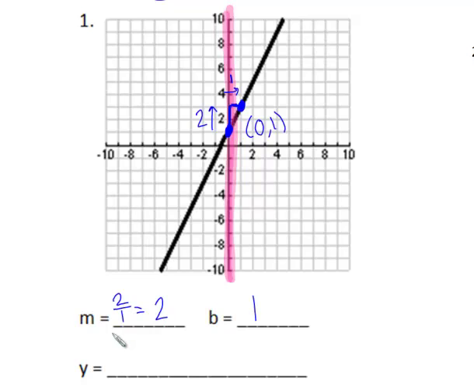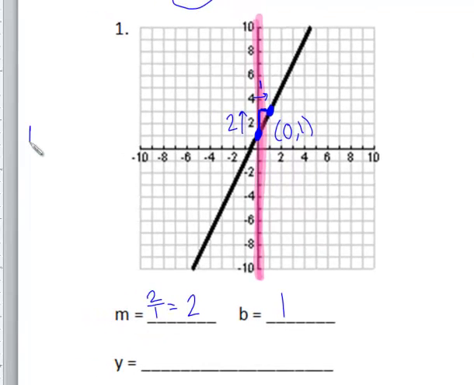Now whenever I go to write the equation, I know that I have y = mx + b. I want it in slope-intercept form, which is this right here. At this point, all I'm doing is plugging numbers into this equation. So y equals m, well my m is 2x, and then my b is a positive 1. So my equation is y = 2x + 1.